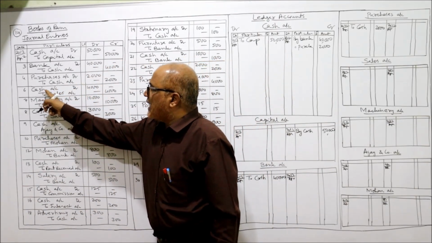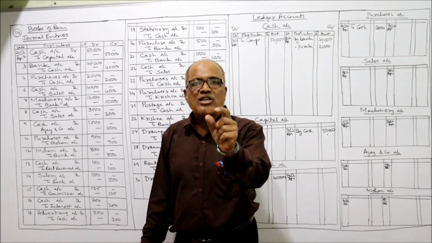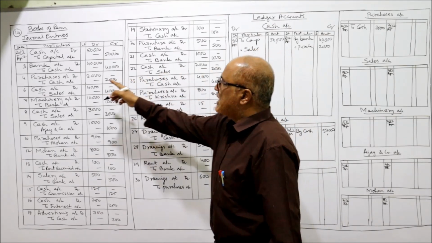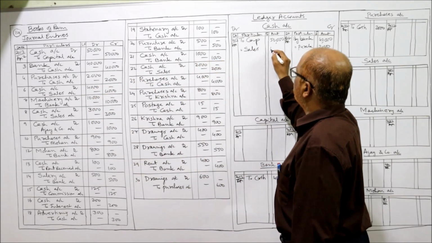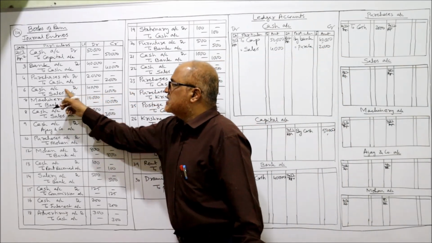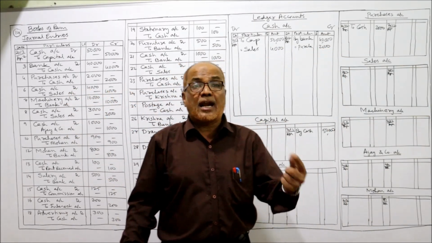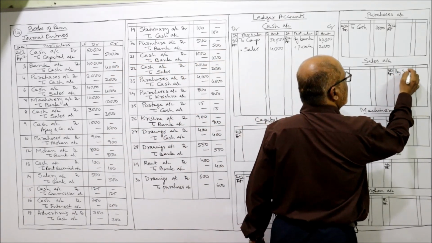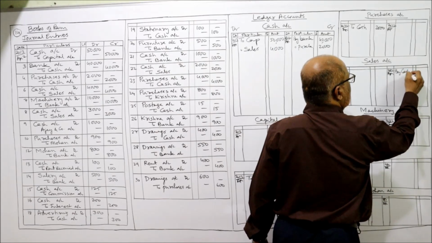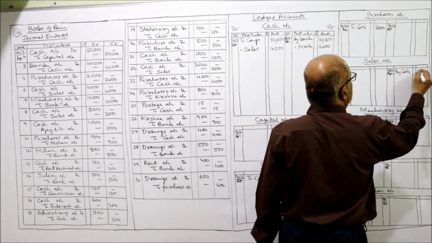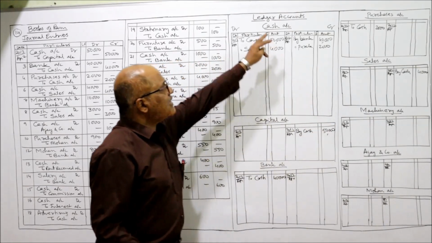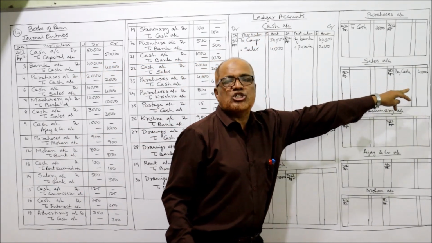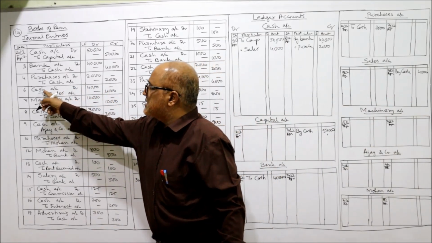Now 4th transaction, cash account debit to sales. Cash account should be debited to sales. To sales, how much? 4000. So cash account is debited. Sales account should be credited. Where is the sales account? Here. Sales account should be credited by cash. How much? 4000. See here, cash account is debited to sales and sales account is credited by cash, 4000. So this entry is over.